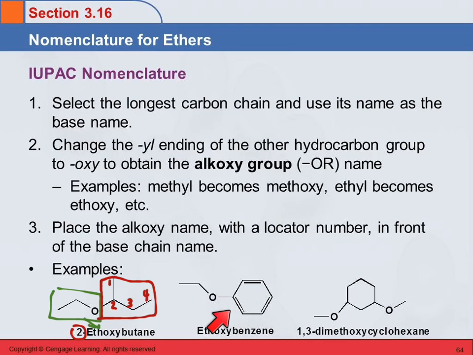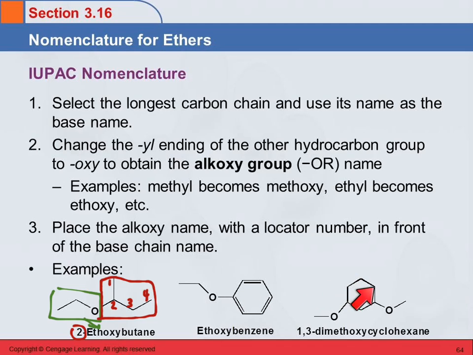Let's look at this one. So here we have ethyl, and over here we have benzene. Benzene's bigger than ethyl. So the base name is benzene, and this guy over here is ethoxy. And it becomes ethoxybenzene. We don't need a number because benzene is a ring. And if ethoxy is all that's attached to it, it doesn't matter where it's attached. Here's another one.